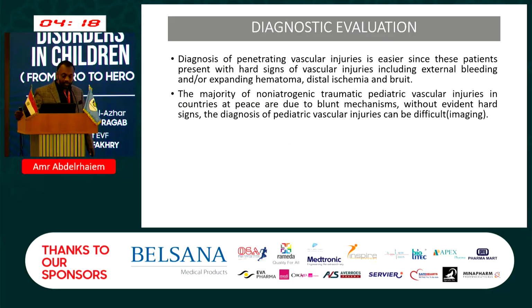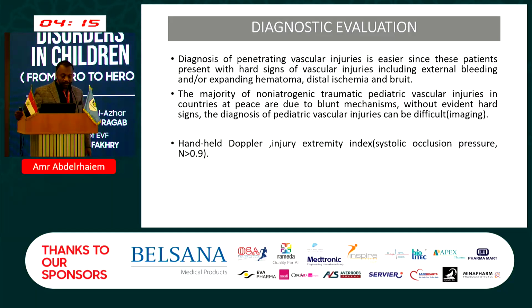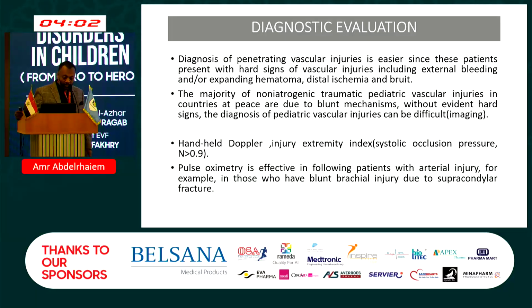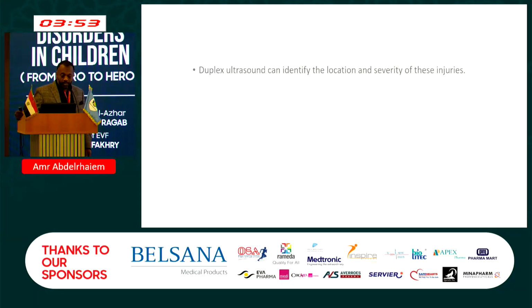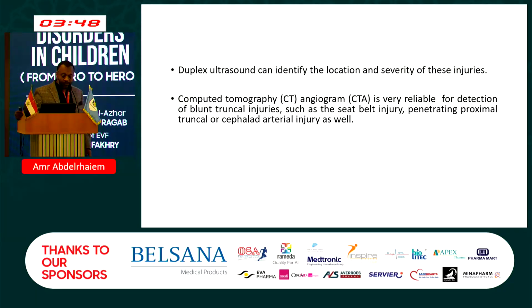We can use the handheld Doppler for checking the flow of blood, and the injured extremity index may be useful in that detection. Pulse oximetry, especially in blunt trauma in the upper limb with the brachial artery, for example. Duplex can identify the location and severity of injuries, and CT angiography may be helpful in blunt truncal injuries, especially in proximal truncal and named arterial injury.